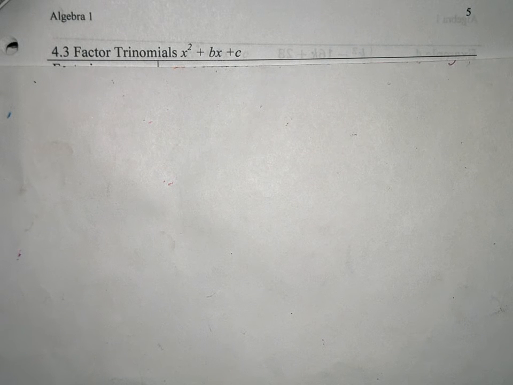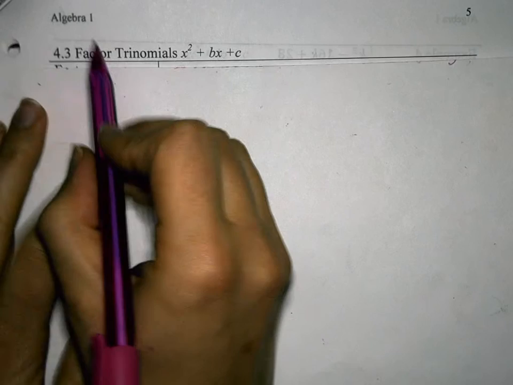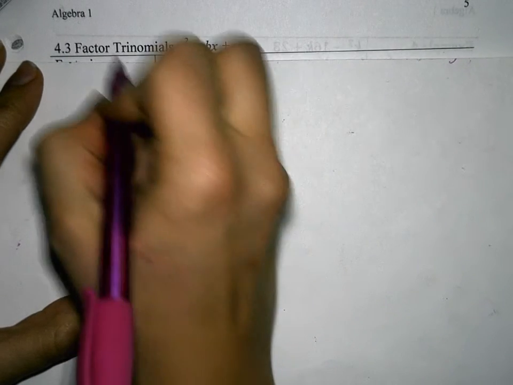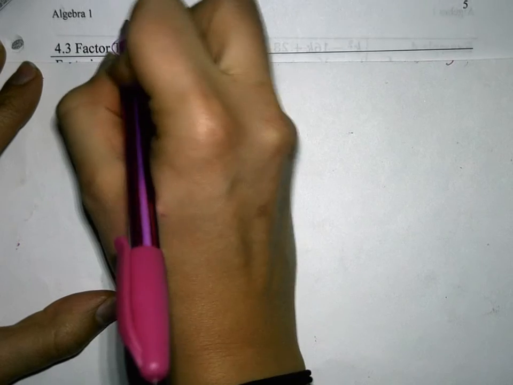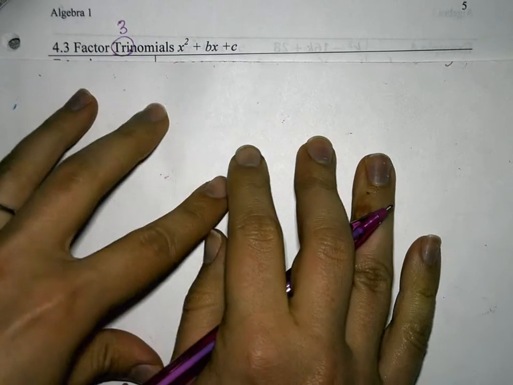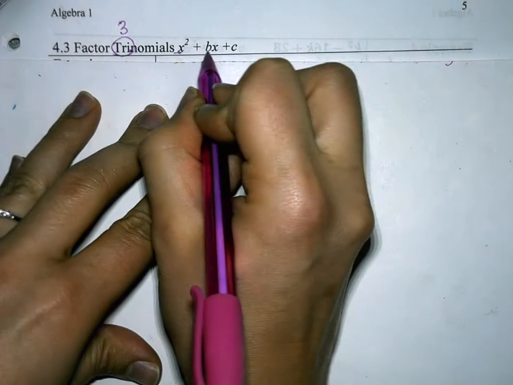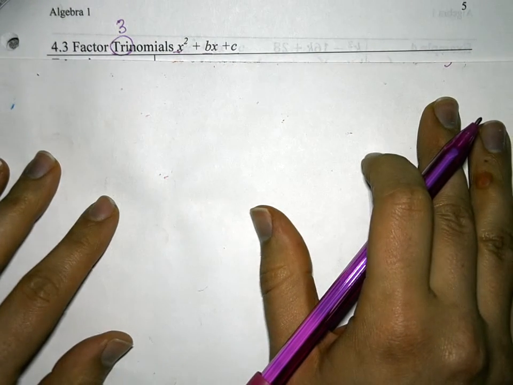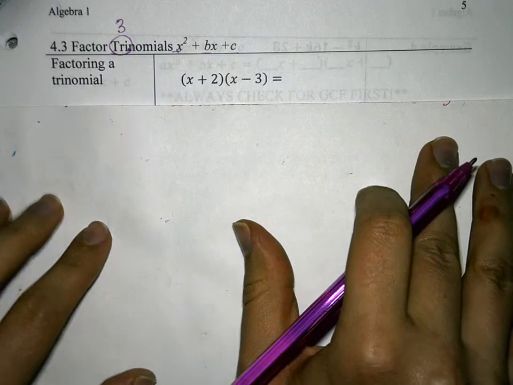Okay guys, so today we have 4.3, which is another method of factoring called factoring trinomials. Now remember, the word trinomial means that there are three terms. So inside a trinomial is something with 1, 2, 3 terms. So how do we factor a trinomial?